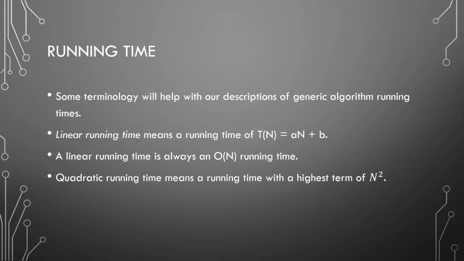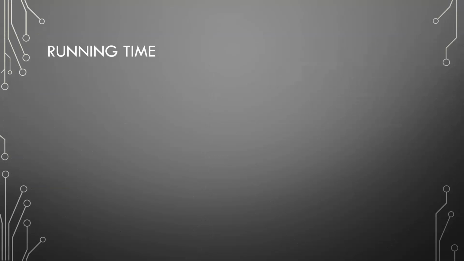A quadratic running time means a running time with a highest term of n squared. So if you had something like 2n squared plus 5n, that would be a quadratic running time. Now, a quadratic running time, obviously, is always going to be a big O of n squared running time.